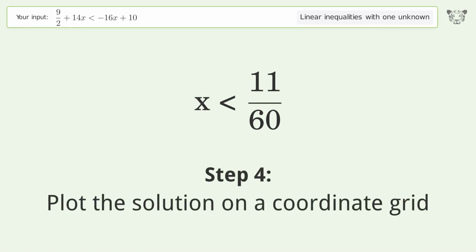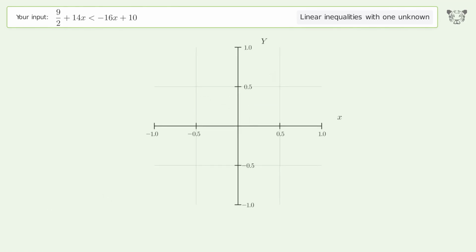Plot the solution on a coordinate grid. And so the final result is x smaller than 11/60.